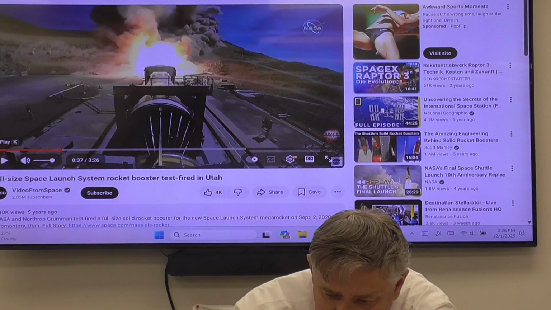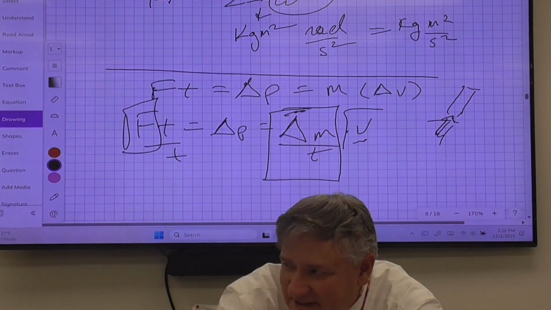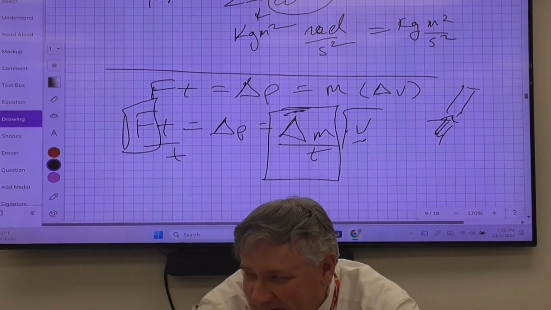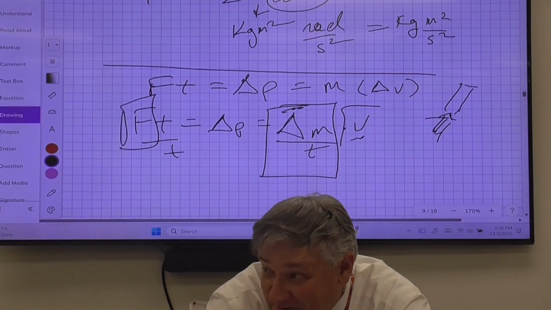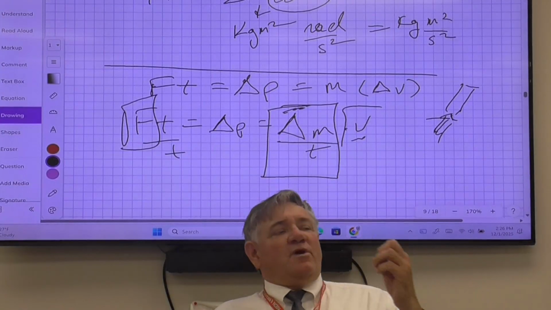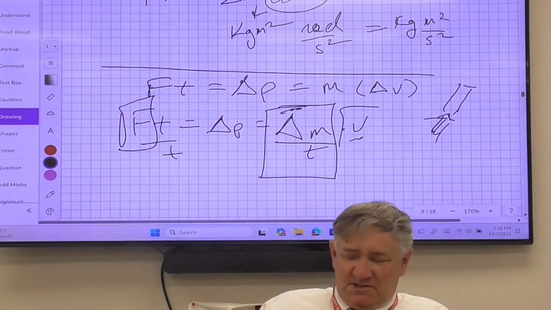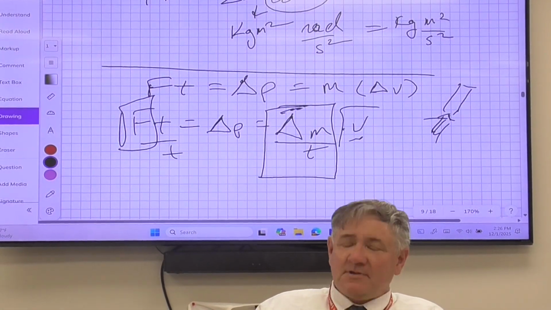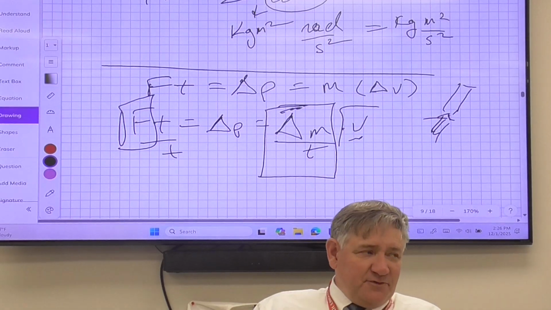Is it 3 minutes long of it just going? Yeah, it gets boring after a while. No, 2 minutes, they let it boost. It gets pretty boring. So if you want to create a big force from a rocket engine, you consume a lot of fuel per unit of time.